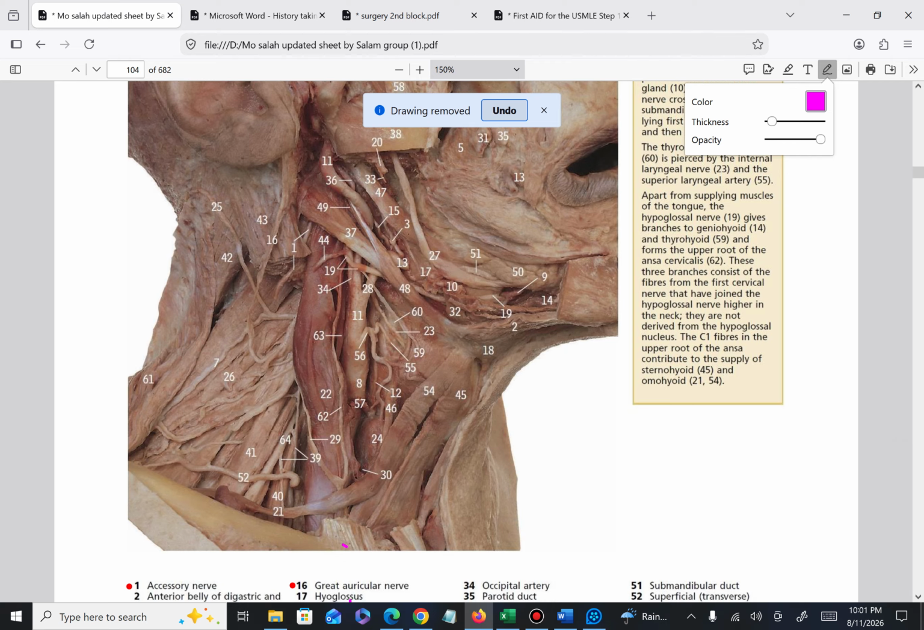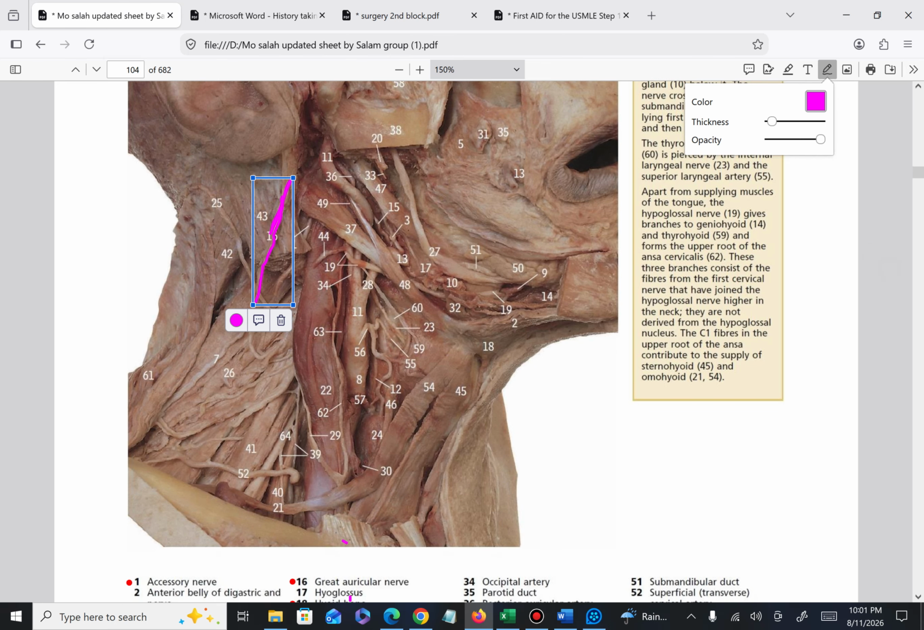Then the posterior triangle also contains branches from the cervical plexus, including this nerve on number 16, which is superficial to the sternocleidomastoid, the greater auricular nerve. This nerve, on number 25, is the lesser occipital nerve. So these are the contents of the posterior triangle.